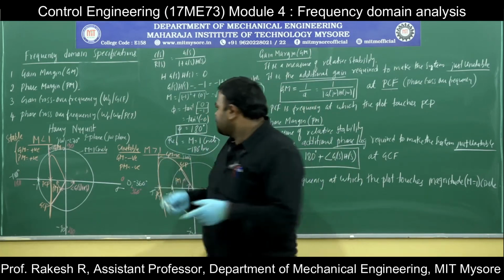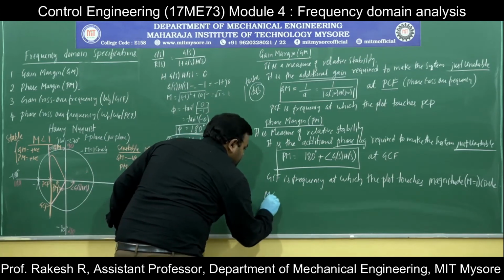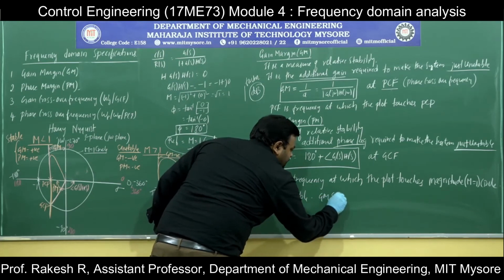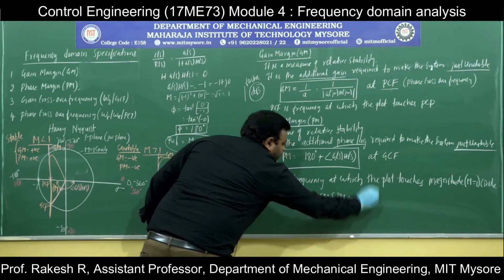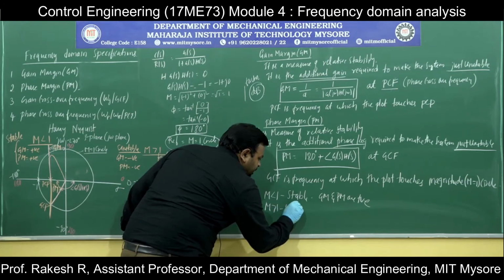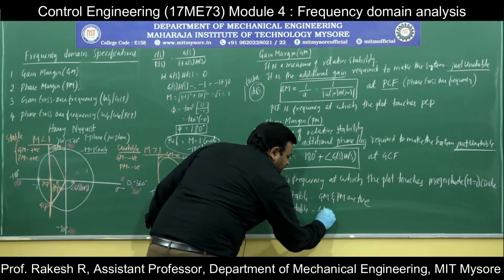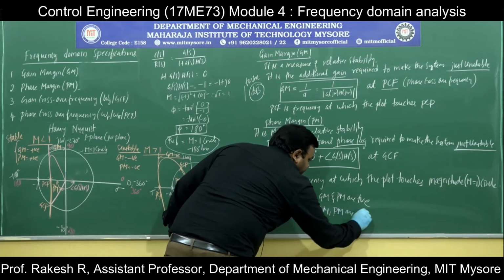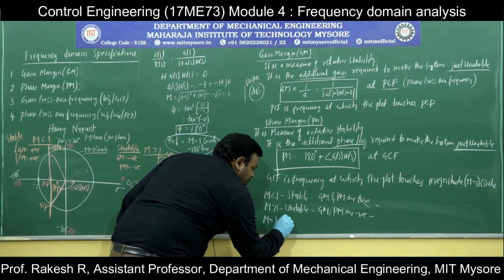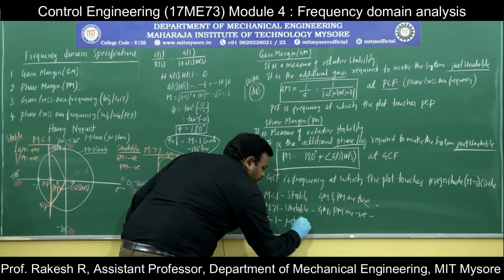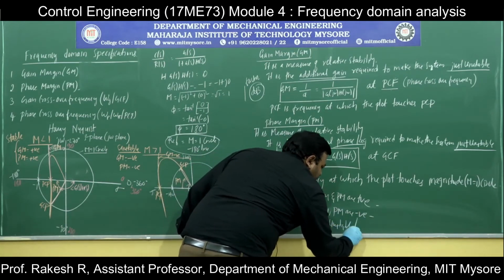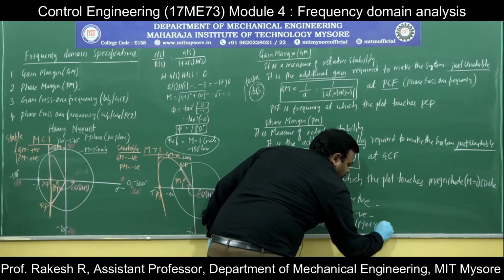M is less than 1. So I will write here, if M is less than 1, the system is stable. For the stable system, gain margin and phase margin are positive. This is the first analogy. Next, if M is greater than 1, the system is unstable. Gain margin and phase margin are negative. Then if M is equal to 1, the system is just stable or just unstable, or sometimes we will use marginally stable.